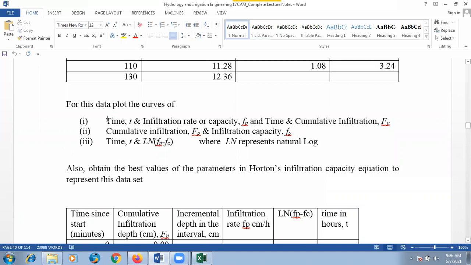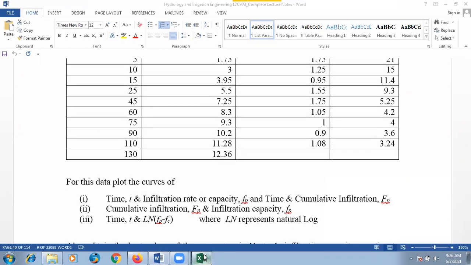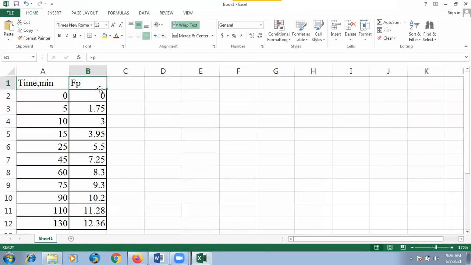Now to begin with, let us concentrate on t versus fp. Please remember one thing: t comes on the x-axis, independent variable, and infiltration rate or capacity, small fp, comes on the y-axis. t is independent, fp is dependent. t on the x-axis, fp on the y-axis. Here we have the cumulative value of infiltration. This is cumulative, so I need to write that also here, cumulative. Based on this, we have to determine infiltration capacity.